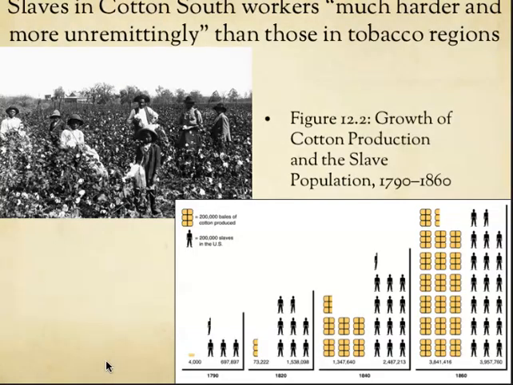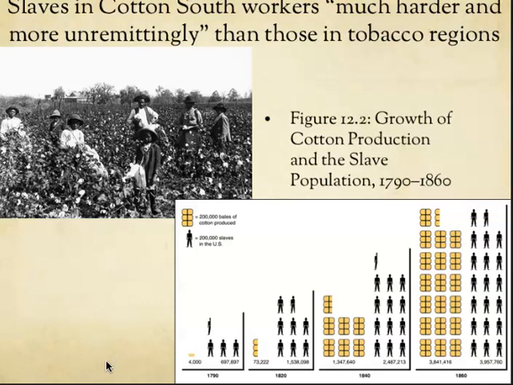Now, slaves in the Cotton South worked much harder and much more unremittingly than those in tobacco regions. Here we can see some cotton plantation workers, and they're out there working. And if we look at this graph, it might be a little chart, but between 1790 and 1860, we can see the dramatic increase of the bales of cotton as well as the slaves that were working down there in the South.